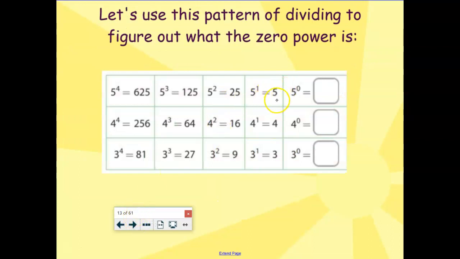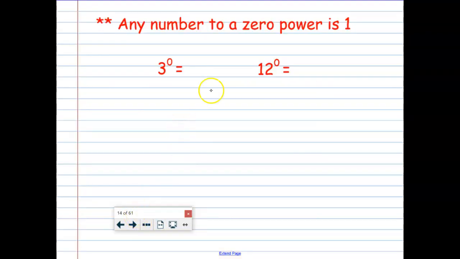What is 5 divided by 5? It is 1. What is 4 divided by 4? 1. What is 3 divided by 3? 1. So what can we conclude? Any number to the 0 power is 1. So 3 to the 0 power is 1, and 12 to the 0 power is 1. Weird, huh? Press pause, add that to your notes.